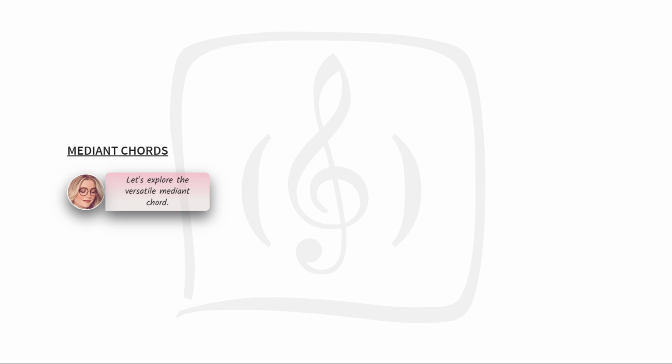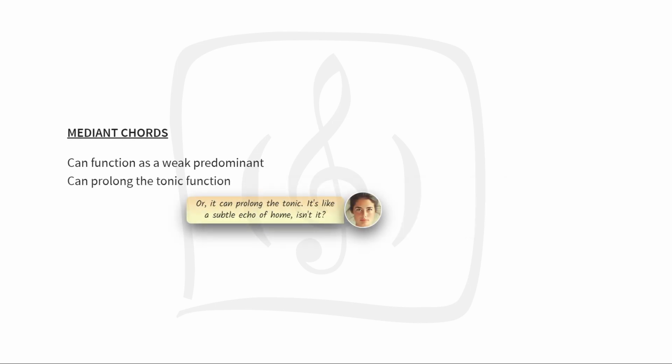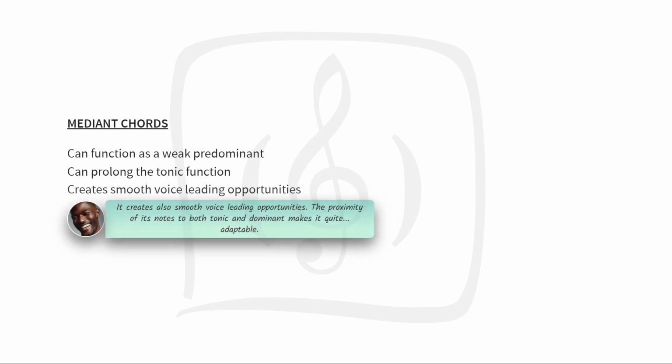Let's explore the versatile mediant chord. It can function as a weak predominant. Perfect when you want a gentler approach to the dominant. Or, it can prolong the tonic. It's like a subtle echo of home, isn't it? It also creates smooth voice leading opportunities. The proximity of its notes to both tonic and dominant makes it quite adaptable.